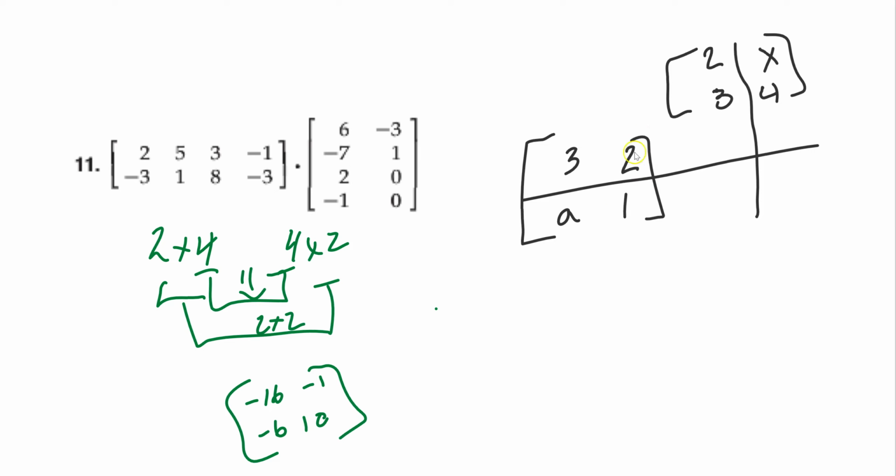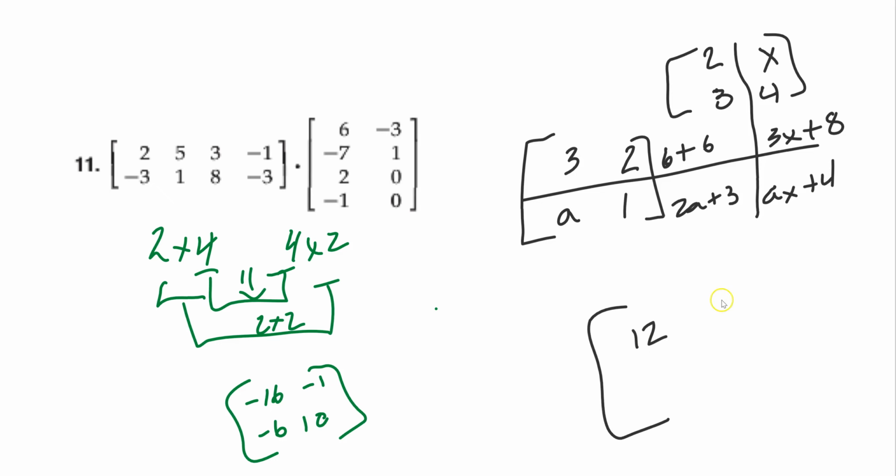You have to go, okay, 6 plus 6 is 12. Here you're going to get 3x plus 8. Over here you're going to get 2a plus 3. And over here you're going to get a times x is ax plus 4. So that's how I'll make sure that you can't use your calculator. I'll just put some variables in there, and now you have to do it by hand. I know, I'm a jerk. Been hearing that my whole life.